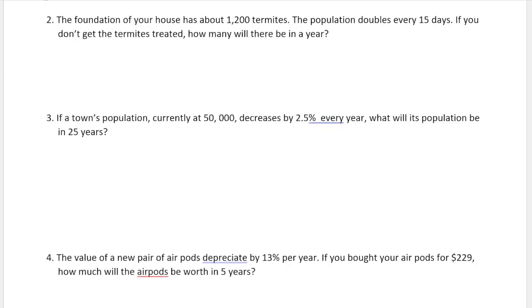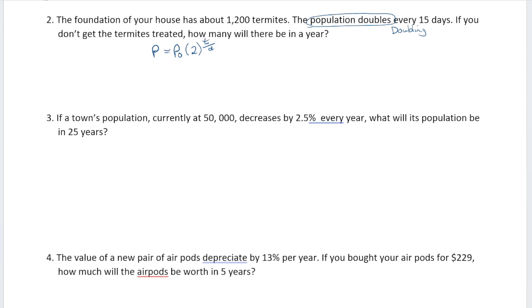All right, the foundation of your house has about 1,200 termites. Well, that's great. The population doubles every 15 days. Okay, I know during exponential functions, people are always like, when do I use population doubling or half-time? The answer is, it says the population doubles. This is a doubling problem. So instantly we know we are having population equals P naught times 2 to the power of how long passes divided by the length of the doubling period.